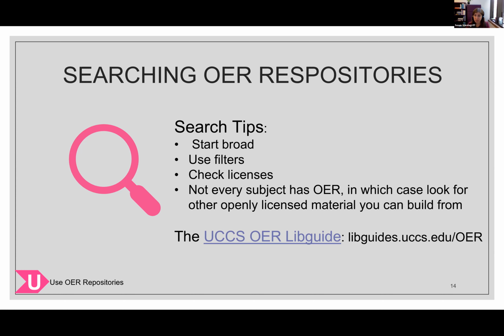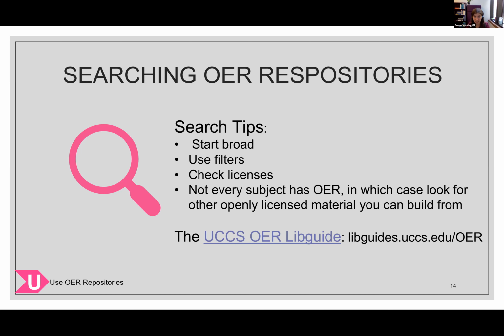Next, most repositories that you're going to look in are going to have filters. Those can be really helpful for you in terms of narrowing down what types of materials you want, what licenses you're willing to consider, and what level of education you're looking for. You do want to be sure that you check those licenses, make sure that you can use the content the way that you want to. And then finally, as we've mentioned a couple of times, not every subject has open educational resources, but there are other ways to look for other openly licensed material, as Angie mentioned, to fill in gaps in your curriculum with no extra cost to students.